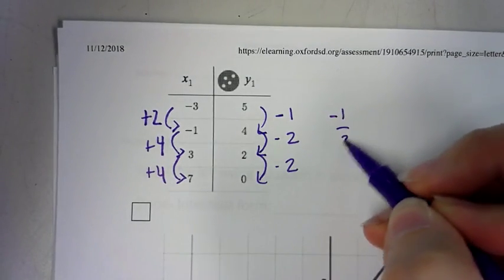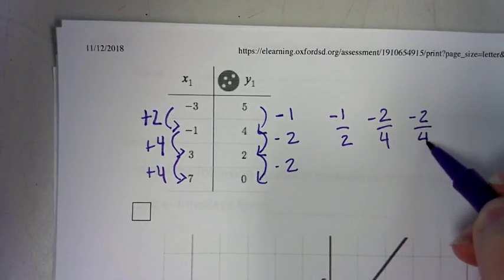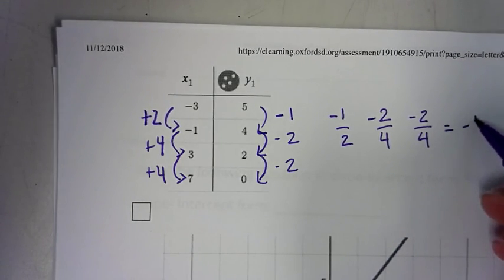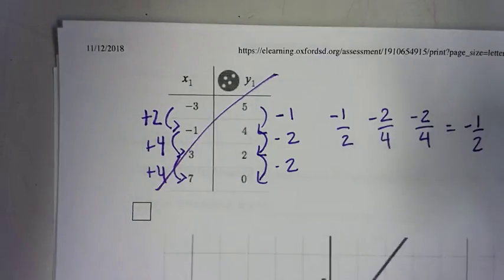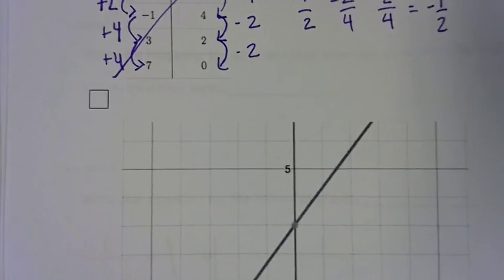So negative 1 over 2 and negative 2 over 4 and negative 2 over 4 all simplify into negative 1 over 2. So that would not be a relation with a slope of 4/3.